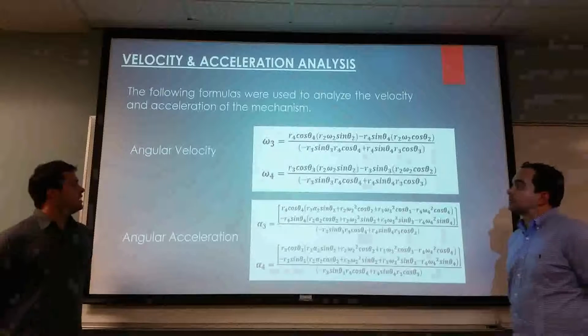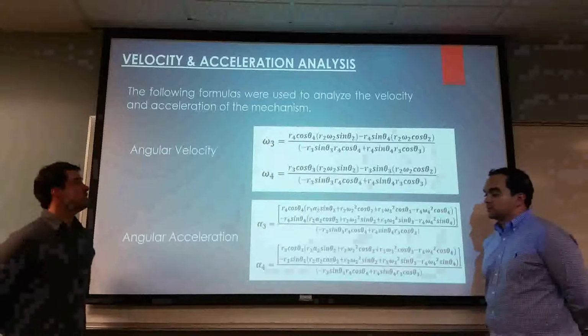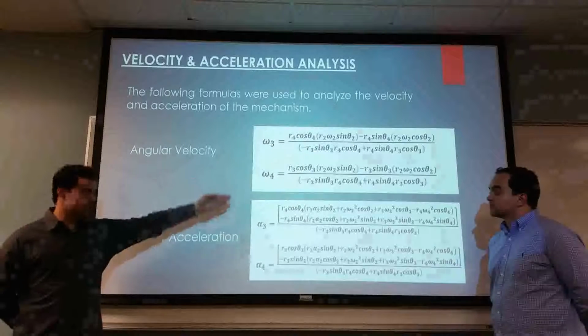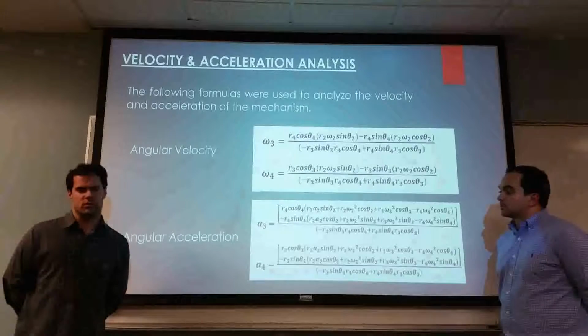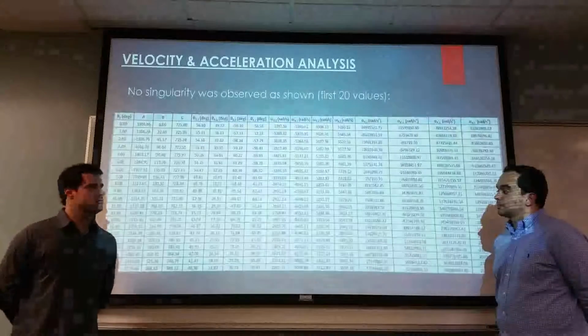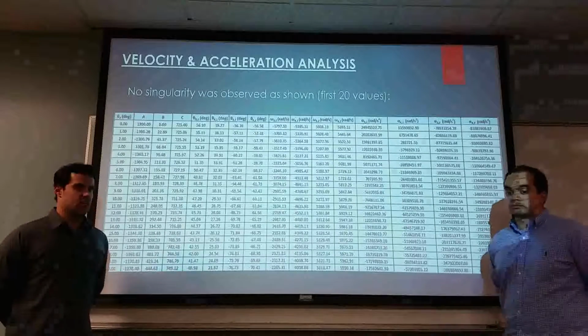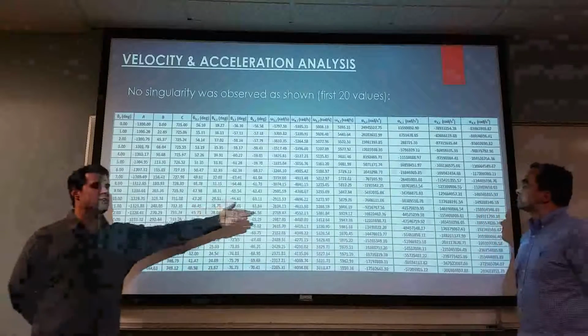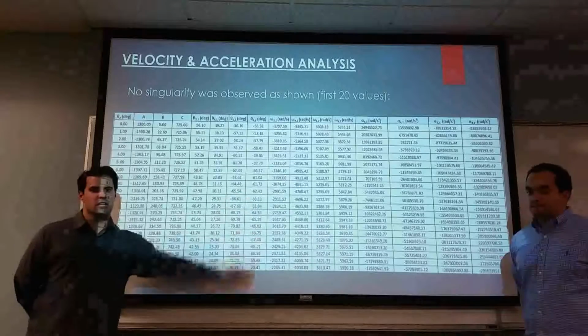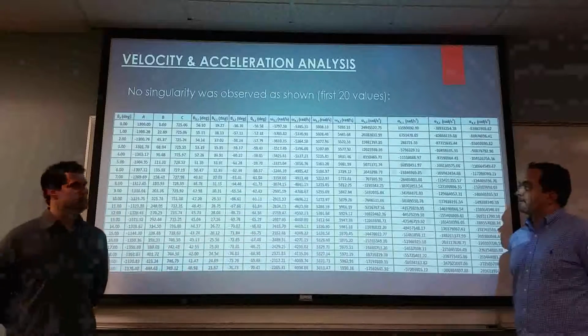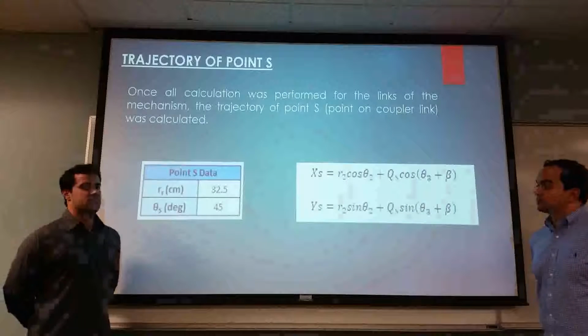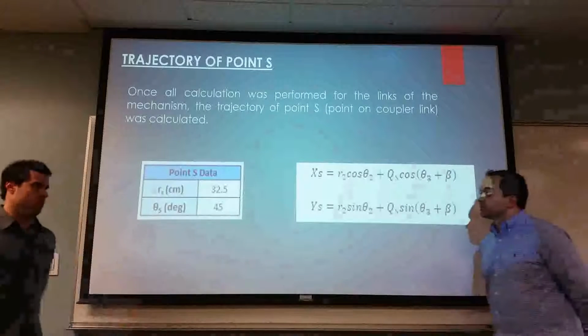For determining our angular velocity and angular acceleration of our points, we used these 4 sets of equations which we derived from our classes. When we plugged these set of variables into our Excel equations, we came up with a clean set of variables, again with no singularity occurring in these variables. For the point S, I take it over to Jorge.